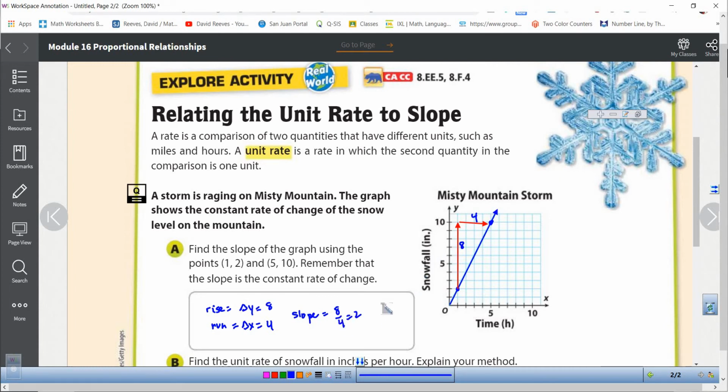Now, what does that mean? That means we have 2, what? What is our change in y? It's inches, right? 2 inches per, what's our x units? Hours. 2 inches per hour. So it says find the unit rate. I did it right up here. There is the unit rate.